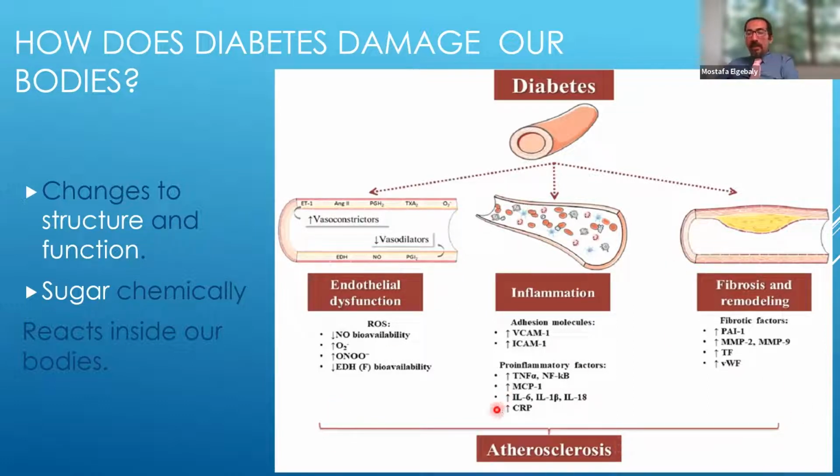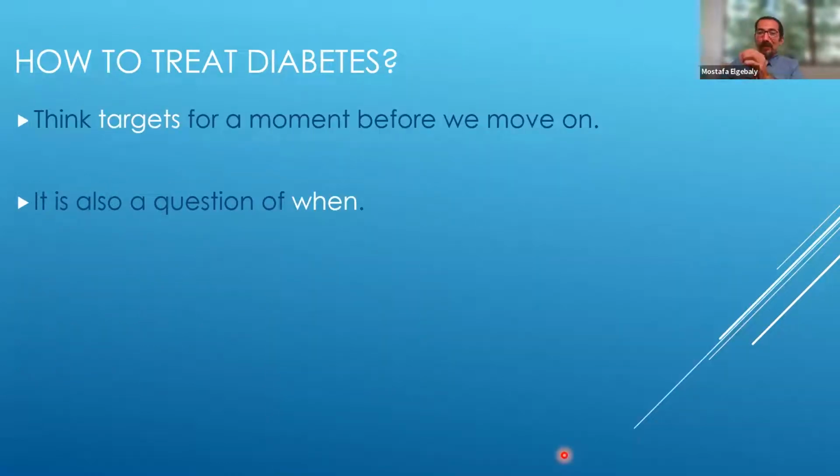And this diagram is actually showing you how diabetes changes the vascular structure and causes what we call atherosclerosis, hard vessels, which is the primary risk factor for ischemic heart disease and angina. This is just one piece of it.